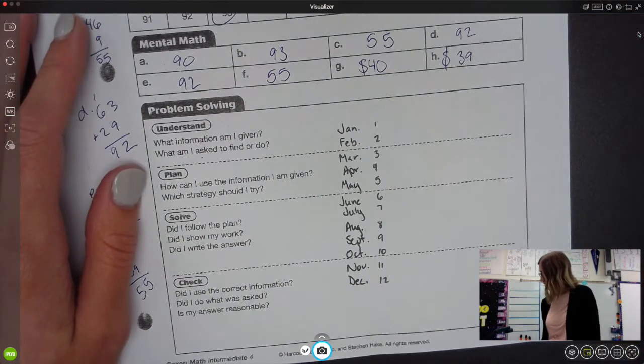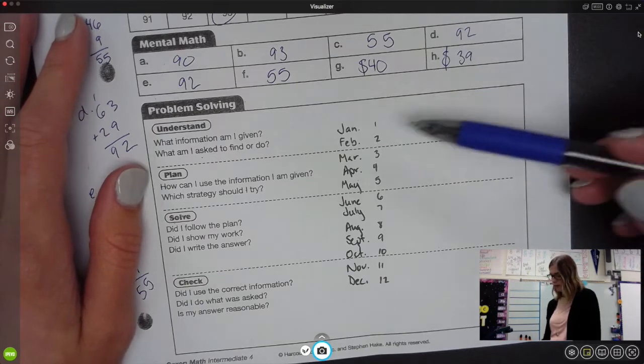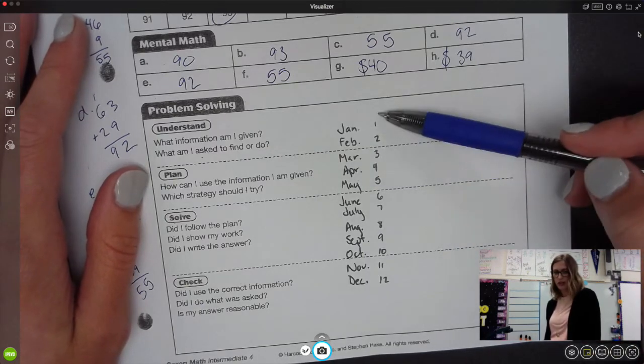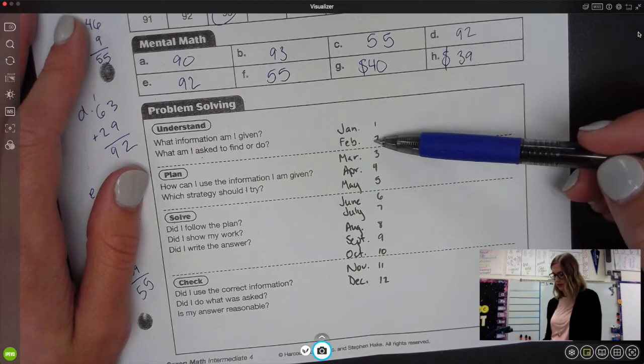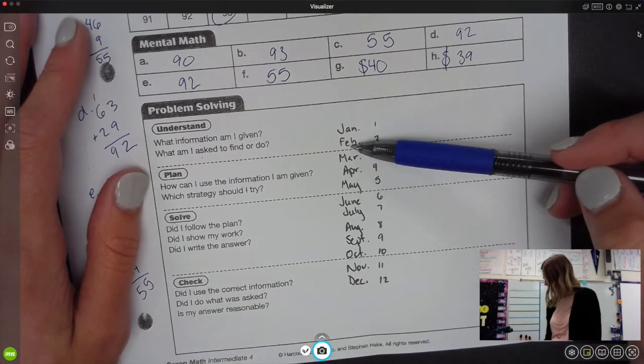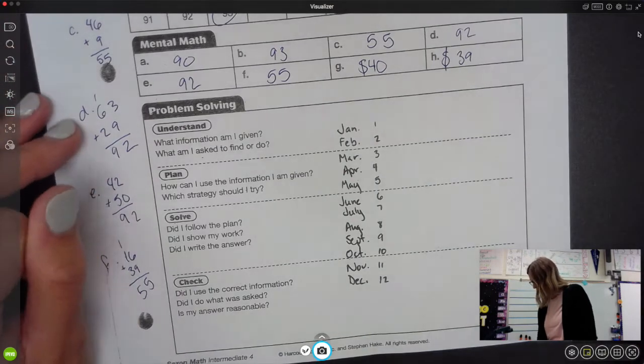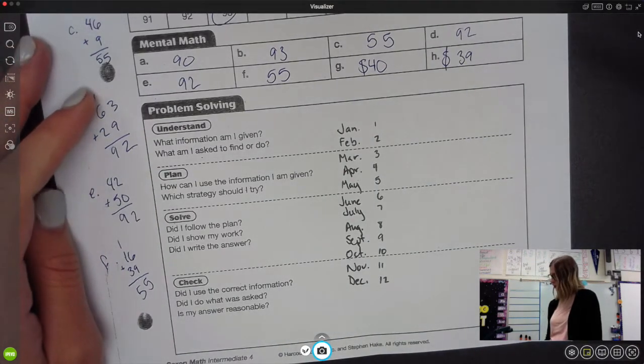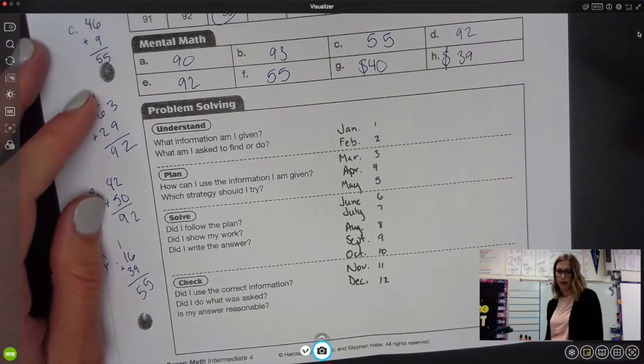Our problem today says the months of the year repeat. 12 months after January is January again, right? 12 months after February is going to be February again. 12 months after March is March again. So 24 months after January is January again. So what would be 25 months after January?